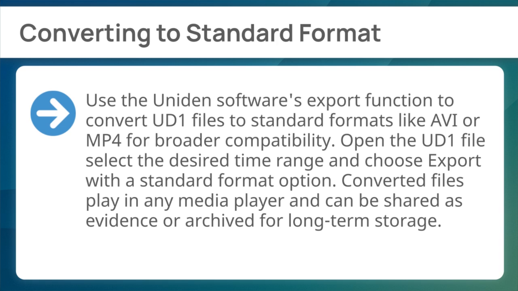Finally, converting to standard format. Use the Uniden software's export function to convert UD1 files to standard formats like AVI or MP4 for broader compatibility. Open the UD1 file, select the desired time range, and choose Export with a standard format option. Converted files play in any media player and can be shared as evidence or archived for long-term storage.